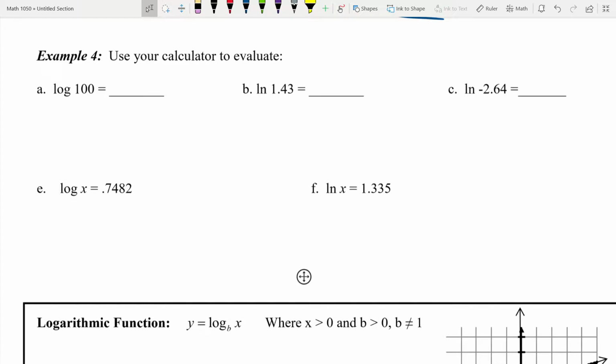If you have a log, look at question A, and there's no base right there, what's it assumed to be? Log base 10. And if you look at your calculator, that is a log base 10. So if it just says log, then that's what I use, okay? So everybody go log 100 and hit enter. That's easy. It's a 2.